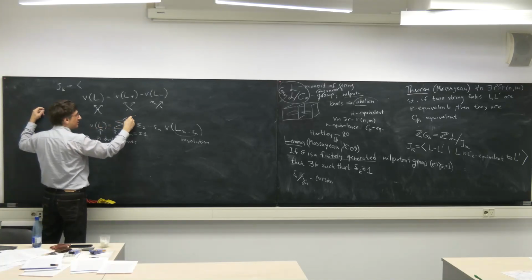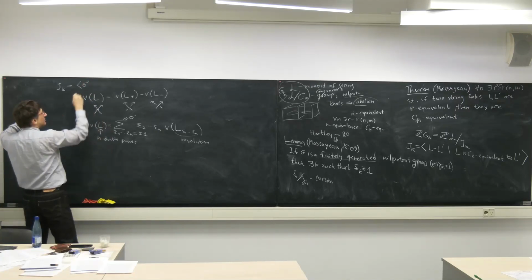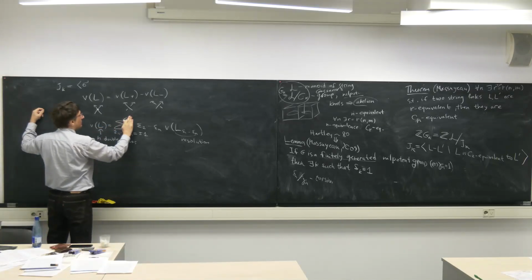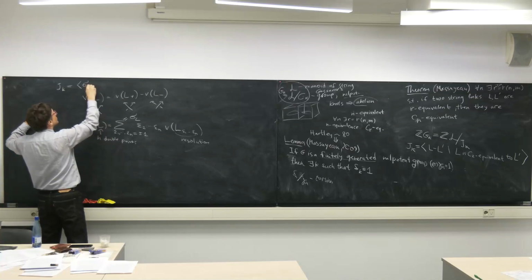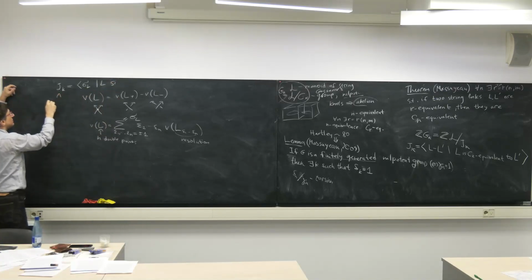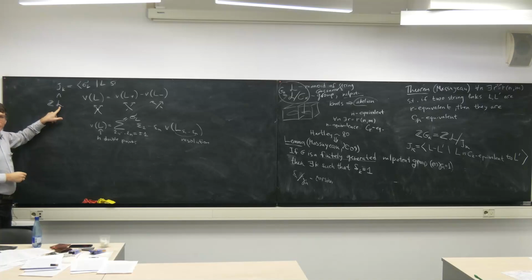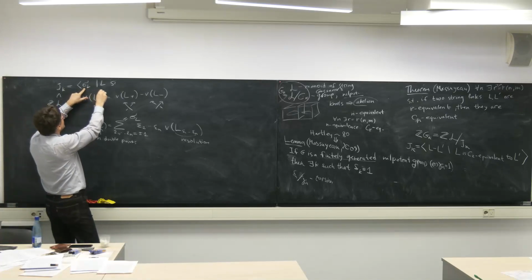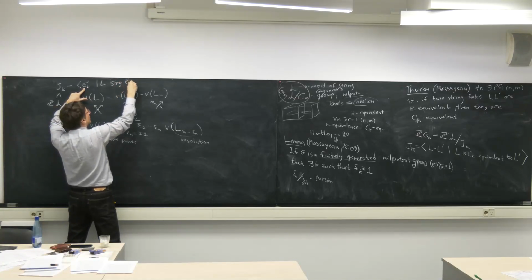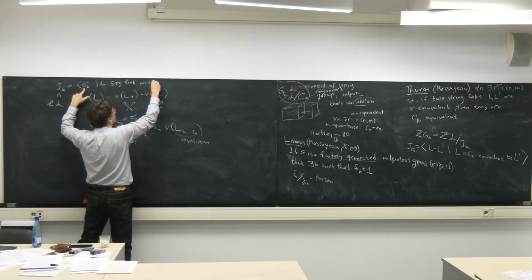Okay, so the ideal JK will be generated by all such sums. Let me call it sigma. Sigma L, where L is a singular link. Yes, it lies in the monoid ring. L is the monoid of string links, and this is the monoid ring. So it is generated by all such sums, sigma L, where L is a singular link with n double points.